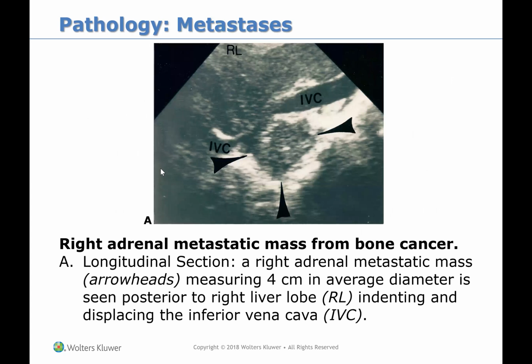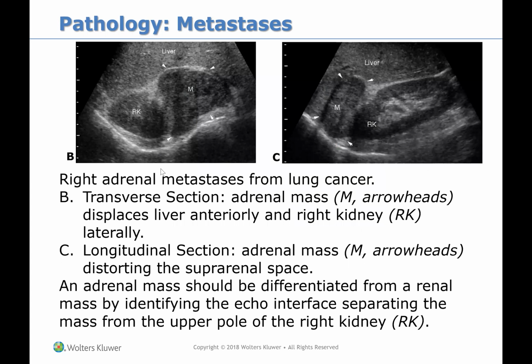Here is a metastatic mass from bone cancer. I guess you could say if you can really see the adrenal gland well, there's probably something wrong with it. So this is the right kidney in image B, and you can see this hypoechoic mass next to it. And in C, you can see a superior mass adjacent to the right kidney. So if you can see that really well, it's not normal, because you really shouldn't be able to see them well.